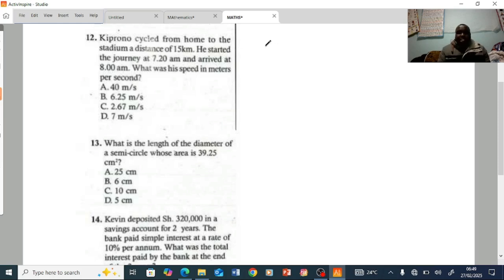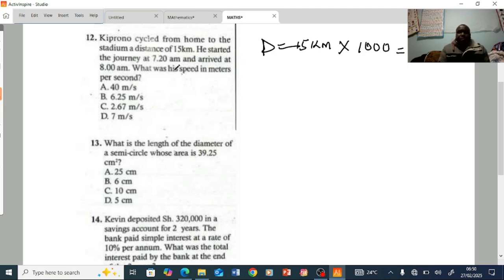So let's get the distance, which is equal to 15 kilometers. Because the speed is in meters per second, we can change this by multiplying by 1,000. We convert that into meters, and that one will be 15,000 meters.